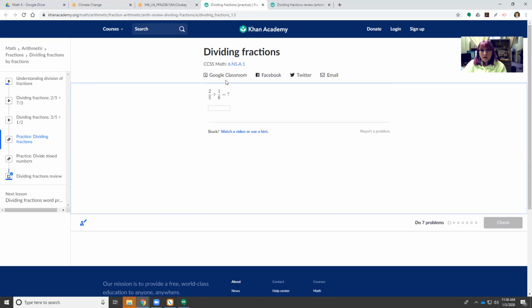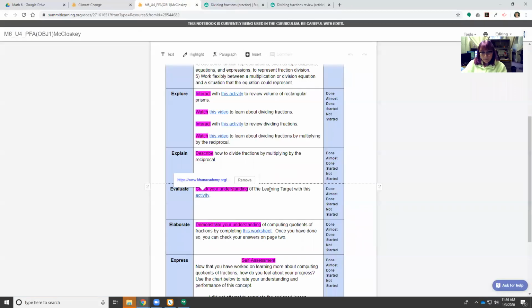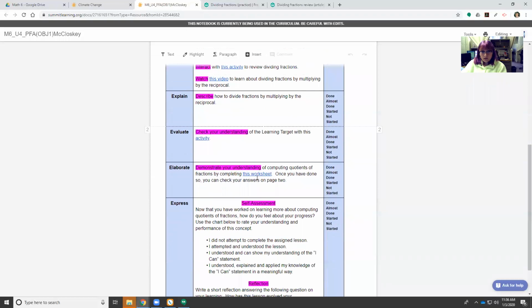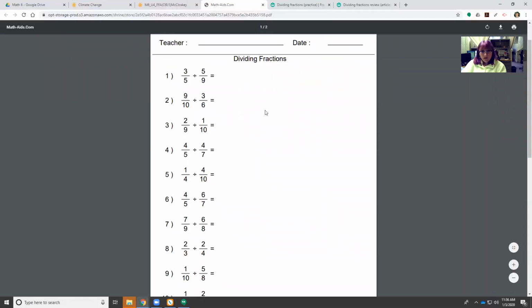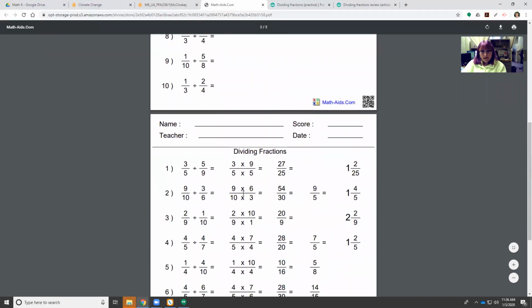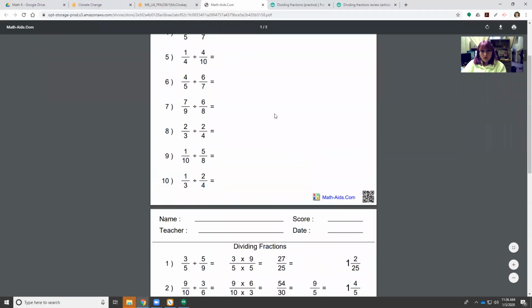And this time, you solve, put your answer in, and it'll say correct or incorrect and give you advice on how to correct yourself. On Elaborate, you're going to demonstrate your understanding by completing this worksheet. So you will divide fractions, and on page 2, you can check your work.